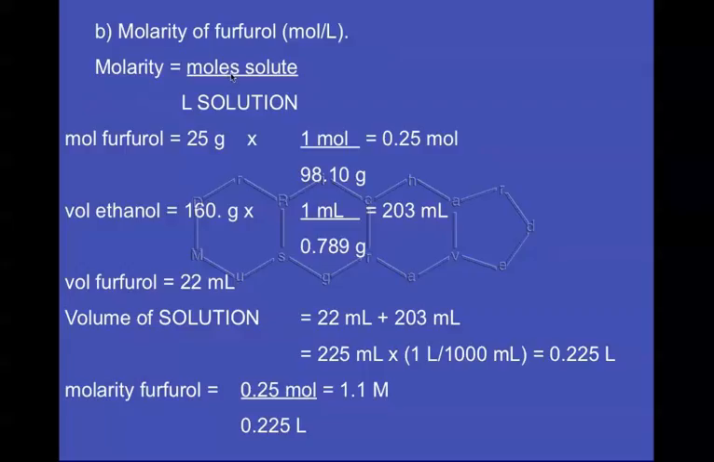The molarity, however, is moles of solute over liters of solution, which necessitates us converting the milliliters into liters, which is 0.225 liters. The molarity of furfural then will be 0.25 moles divided by 0.225 liters to give 1.1 moles per liter, or 1.1 molar solution. So the big M is pronounced molar or moles per liter. The number of significant figures is decided here by the number of moles, which was 2 significant figures, so we have 2 significant figures here as well.